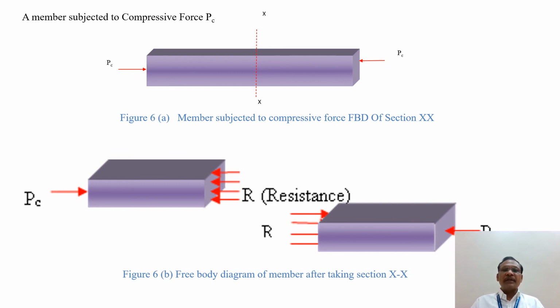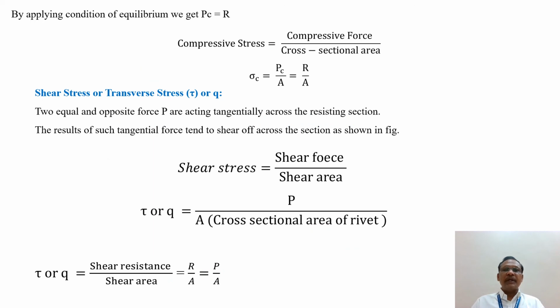Then if you take a section XX, this is the free body diagram of the first part and the second part. This internal resistance will keep the first part in equilibrium, and the internal resistance will keep the second part in equilibrium. In short, compressive stress is equal to compressive force divided by the cross-sectional area, or sigma C is equal to PC divided by A, which is equal to R divided by A.